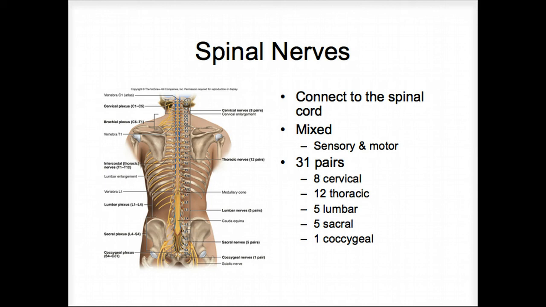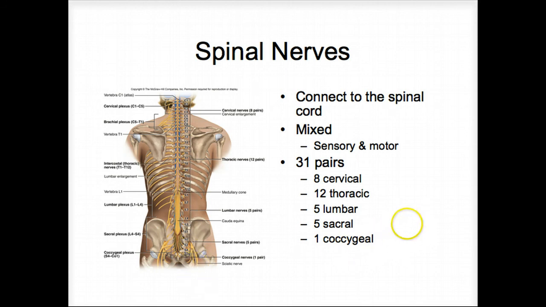spinal nerve. Okay, so it's connecting to the spinal cord, and these nerves are mixed, meaning they carry both sensory and motor information. So they're carrying motor information out of the spinal cord and sensory information to the spinal cord. Okay, and you can see all of these spinal nerves labeled up and down on this diagram.